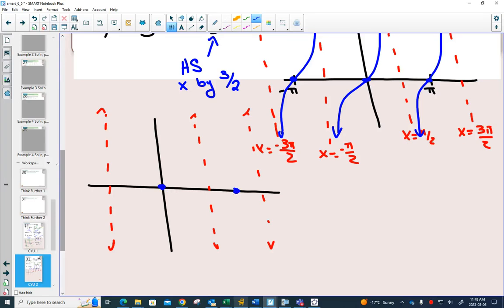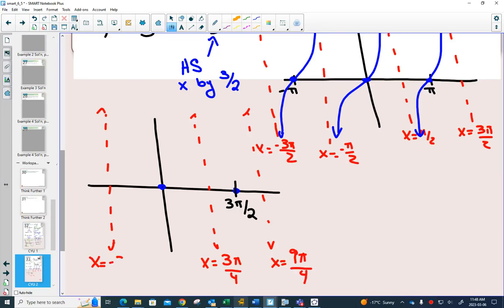But if this one originally was at pi, and I'm multiplying my x values by 3 over 2, does it make sense that this one is now at 3 over 2 times pi, which would be 3 pi over 2? This asymptote that was at pi over 2, if I multiply it by 3 over 2, I will get 3 pi over 4. And this one, if I multiply by 3 over 2, 9 pi over 4.